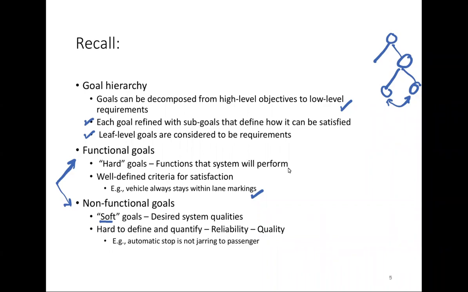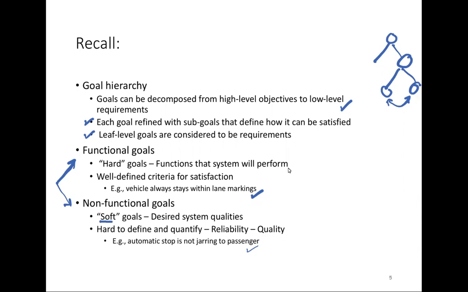An example of this is: automatic stop is not jarring to passengers. We would like to transform this statement, which is a goal for the stakeholder, to be quantified at some point. We're going to use this number to judge the quality of the goal or the requirement. That's why we say it is not a function performed by the system. More or less, it's a property or characteristic, a soft goal, that needs to be achieved.